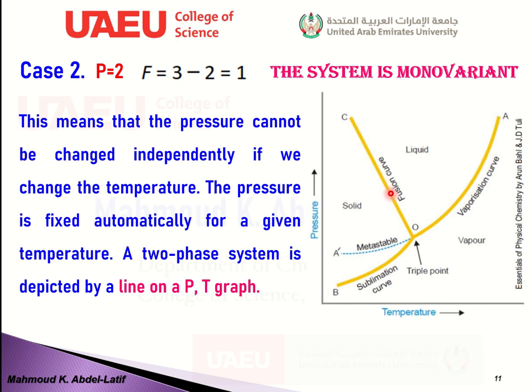So monovariant. You cannot change temperature and pressure independently. See, also the same here. If you'd like to keep the equilibrium between liquid and vapor, if you change the temperature, the pressure will be varied automatically. So at any line on this diagram, there is equilibrium between two phases, and the system is monovariant.